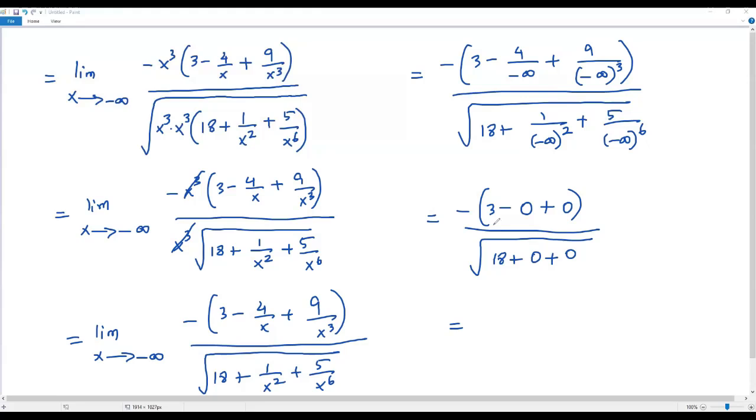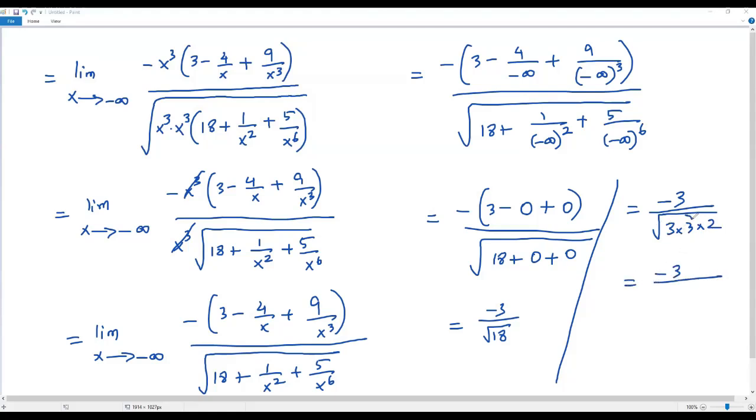So finally we get 3 minus 0 plus 0, which will just become 3, and we have the negative sign over here. So negative 3 over, in the denominator we have the square root of 18. Okay, now let's do further simplification over here. Negative 3 over the square root of 18 can be written as, 3 times 2, 3 times 3 is 9, 9 times 2 is 18. So I'm getting negative 3 over the square root of 3 times 3 times 2.